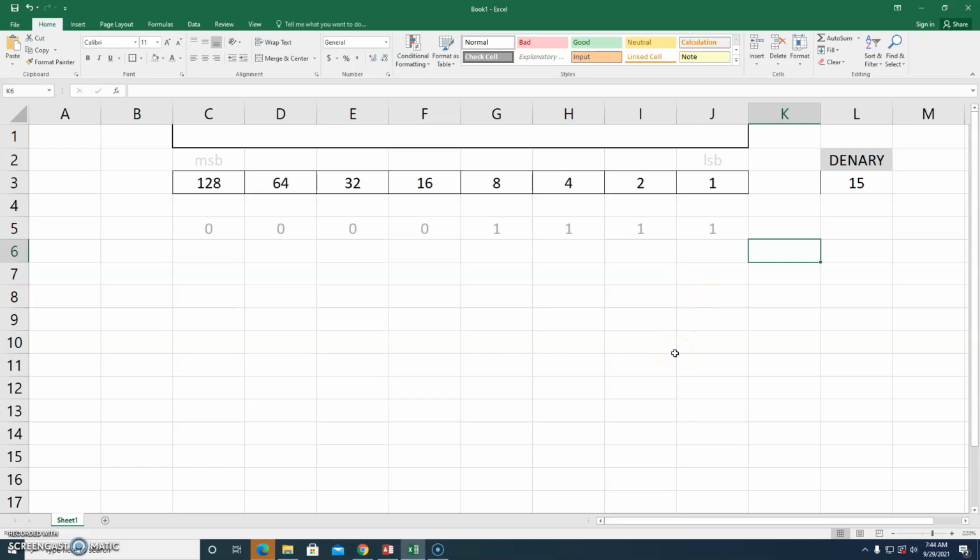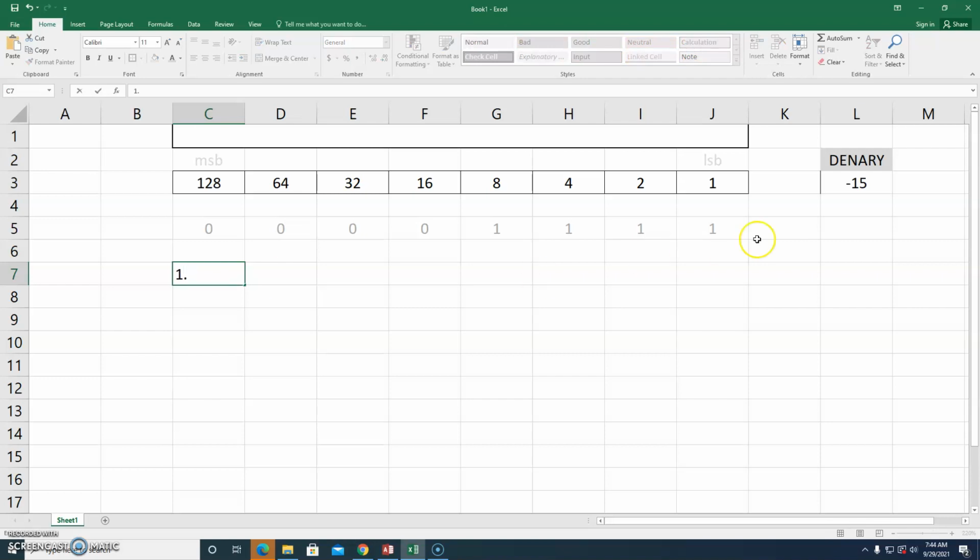Now, what we want to ask ourselves is, what if the number that we're trying to convert into binary is a negative number? This is where things get a bit tricky. So let me try to explain how this works.